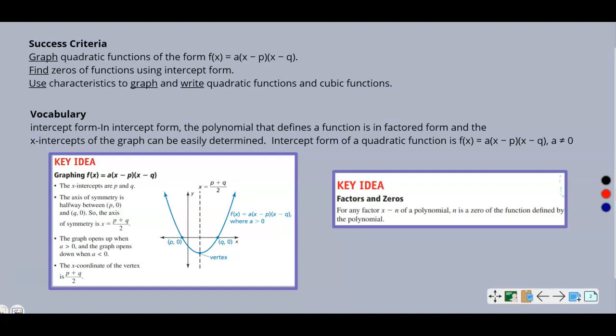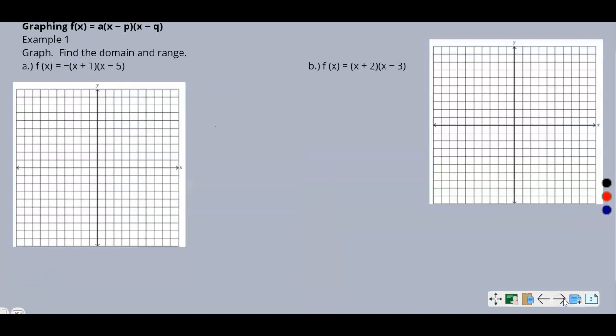All right, key ideas, factors and zeros. For any factor x minus n of a polynomial, n is a zero of the function defined by the polynomial. Remember, zero is another name for solution. So you're going to be able to take the factor, find the zero or the solution of the equation very quickly. All right, example 1, graph and find the domain and range.